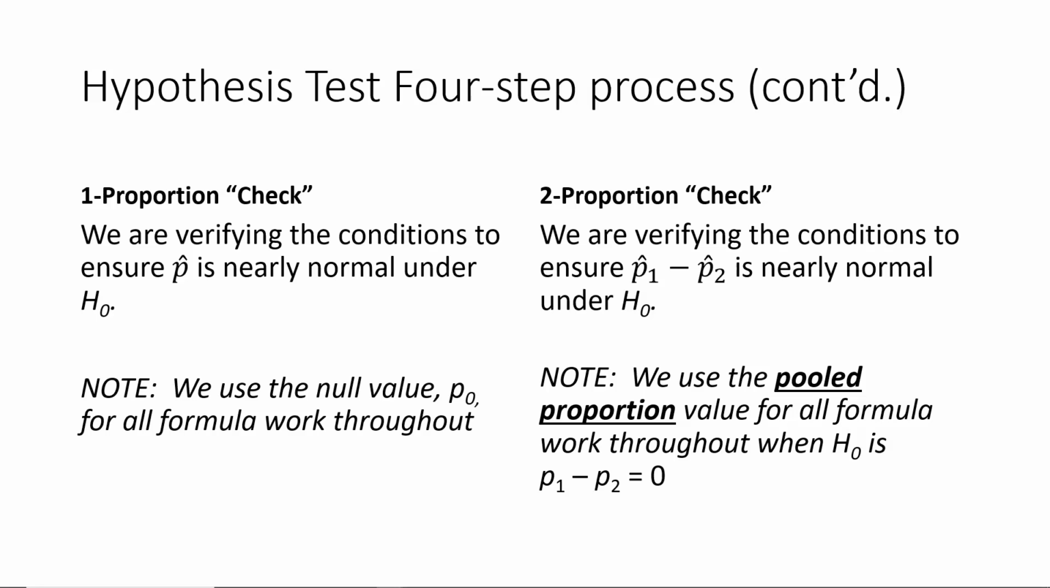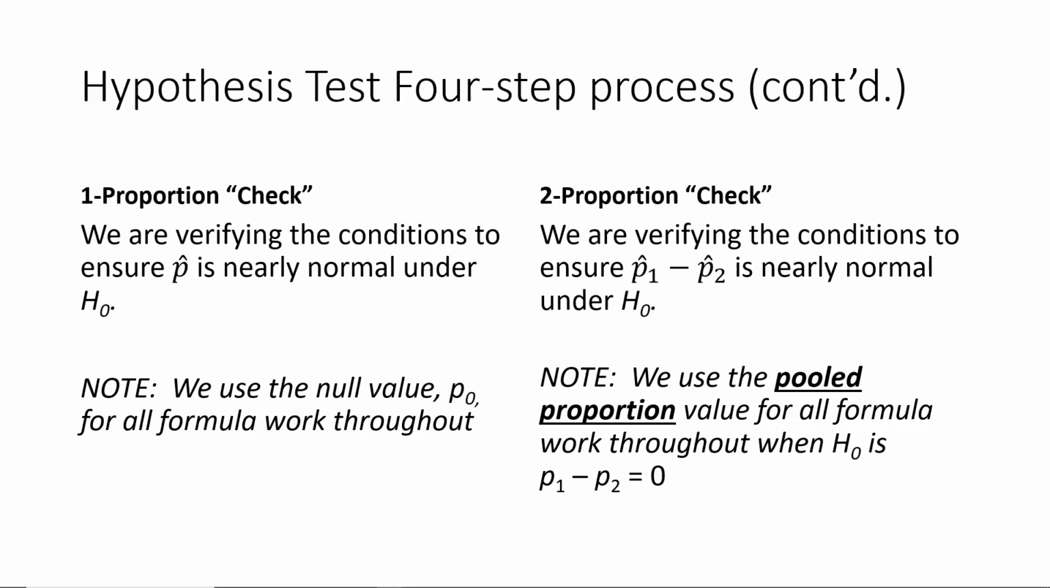Moving on to the check step for both the one and two proportion hypothesis tests, we see here again there is quite a bit of similarity. For both of those, we're going to verify conditions to ensure that there is normality under the null hypothesis. However, for the one proportion case, we're ensuring normality of the sampling distribution of sample proportions. And for the two proportion case, we are ensuring normality of the sampling distribution of differences of sample proportions. So that's a difference.